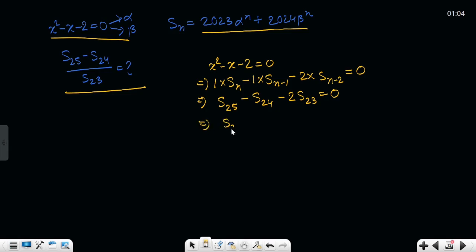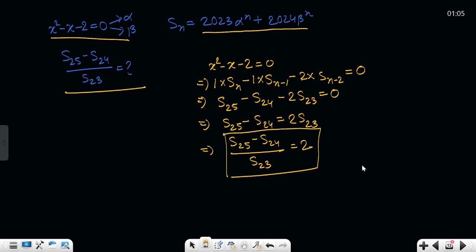So here S25 minus S24 equal to 2S23. Move this S23 below here. Okay, so we will get (S25 minus S24) divided by S23 is equal to 2. And that is our final answer of this question: 2. So this type of simple questions also come in JEE. So you can see the importance of this topic.